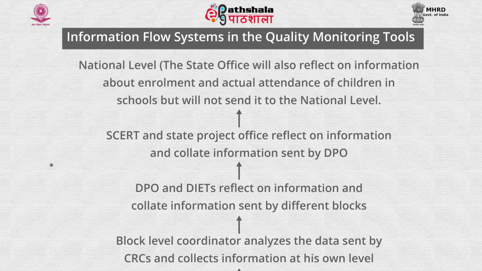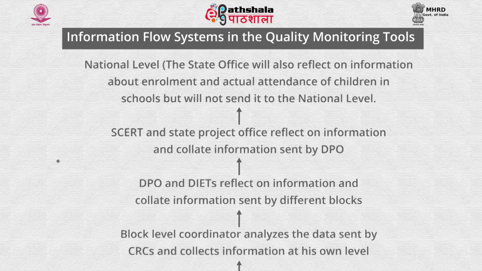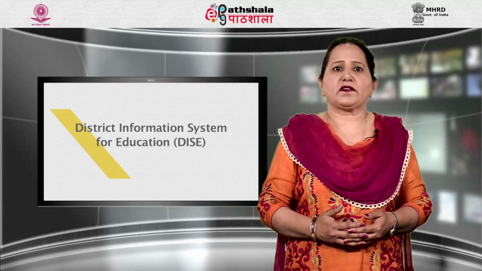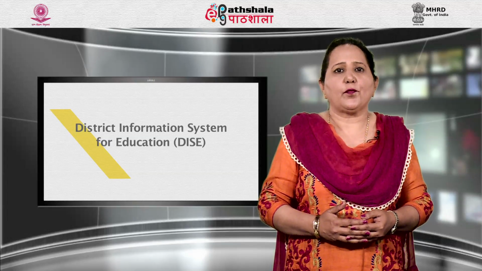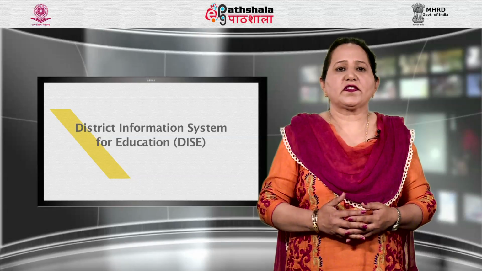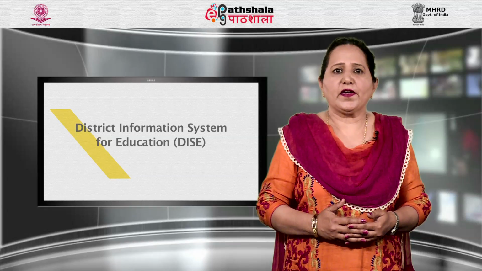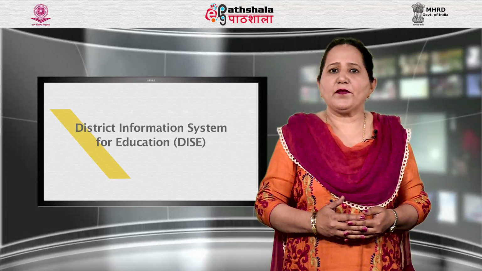Then, this information is sent to the national level, but the state office will also reflect on information about the enrollment and actual attendance of children in school, but will not send it to the national level. This is the hierarchy, how the information flow system is working for the quality monitoring in our country. For quality monitoring, a computerized District Information System for Education is operational in the country, which looks into several quality-related parameters like student classroom ratio, teacher pupil ratio, teachers' profiles and examination results.